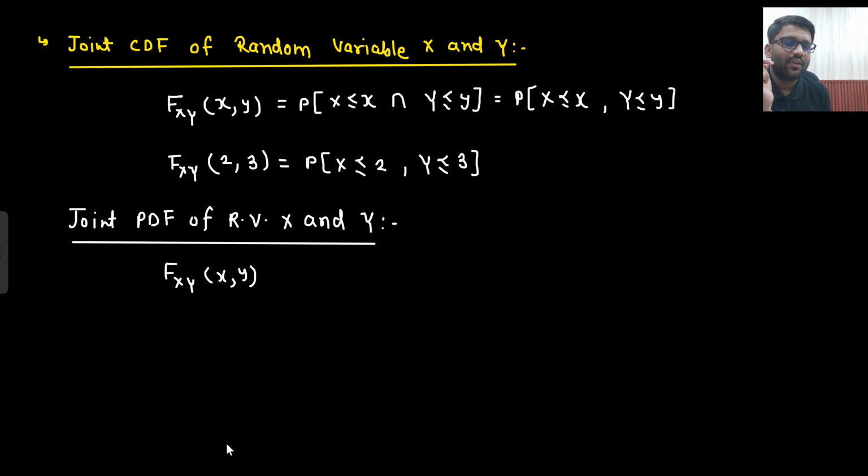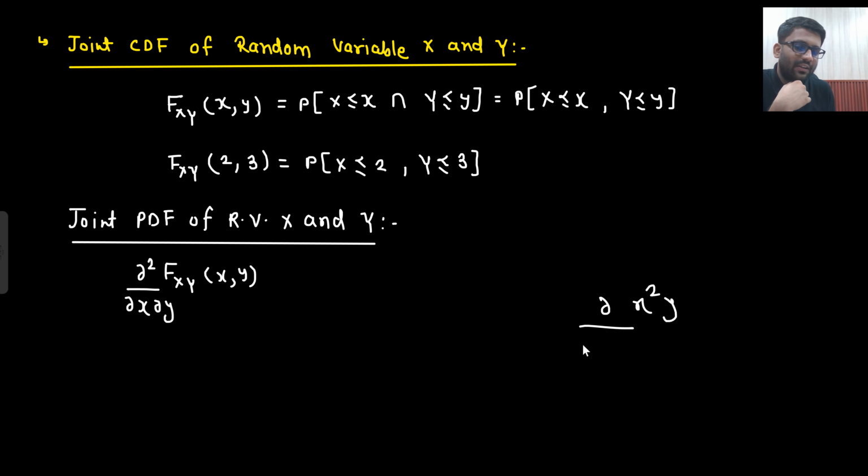What do we need to do? We need to differentiate it. But now we will partially differentiate it with respect to x as well as with respect to y. Do you know what partial differentiation means? Let's say I have given you a function x square y. Now you partially differentiate it with respect to x and with respect to y as well. So you need to do these two things.